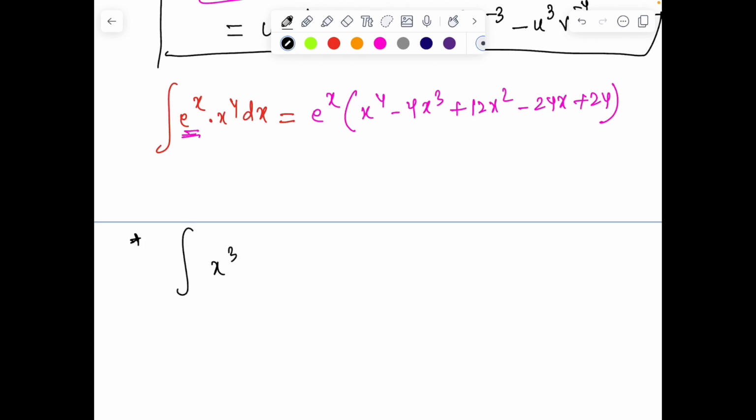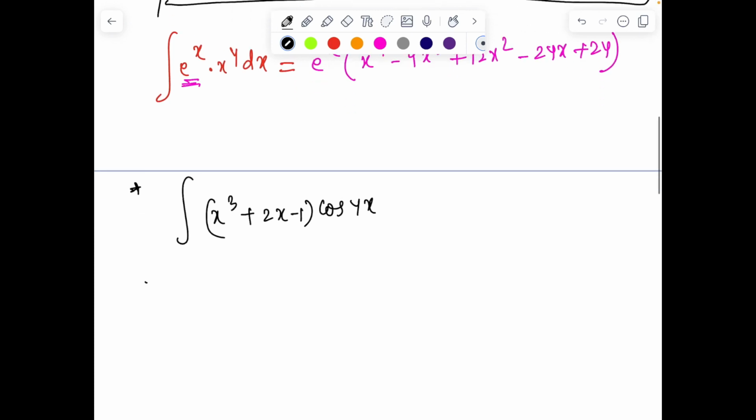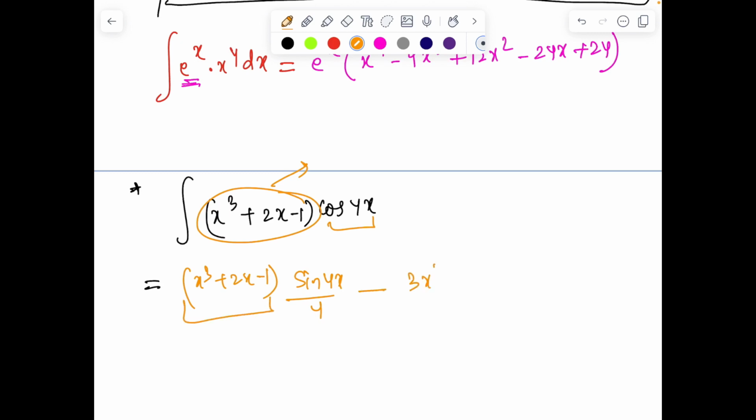Suppose we have to integrate x cube plus 2x minus 1 into cos 4x. If I've got this, again I'll use the same funda. This time again I'll select this function as my function whose derivative I'll be taking. So x cube plus 2x minus 1, integration of cos 4x is sin 4x over 4, minus, differentiate this, so 3x square plus 2 into integration of sin 4x by 4, so that will become minus cos 4x by 4, and 4 was already there, so 16.